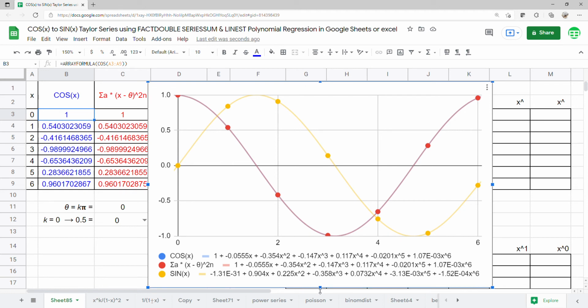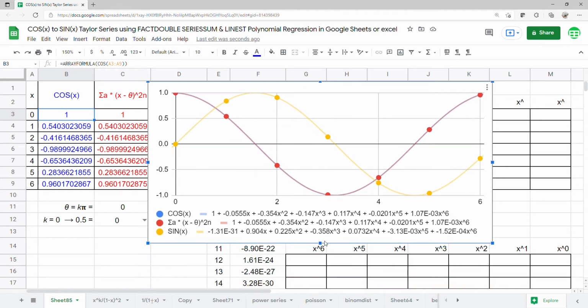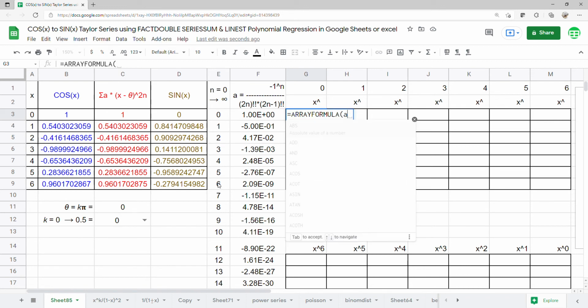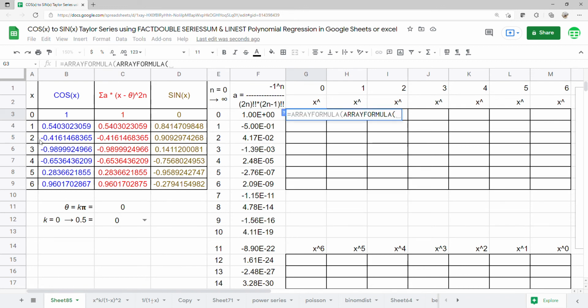to the 6th degree. We'll calculate this polynomial regression coefficients using Linest. To do that, we complete the Linest matrix starting with the power. This will be transpose 0 to 6, and the elements of the matrix is equal to array formula of the x values raised to the power 0 to 6.